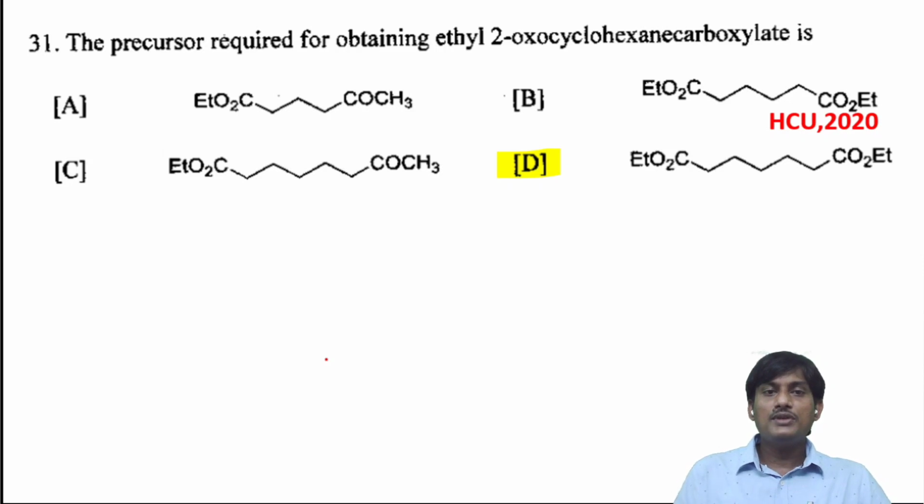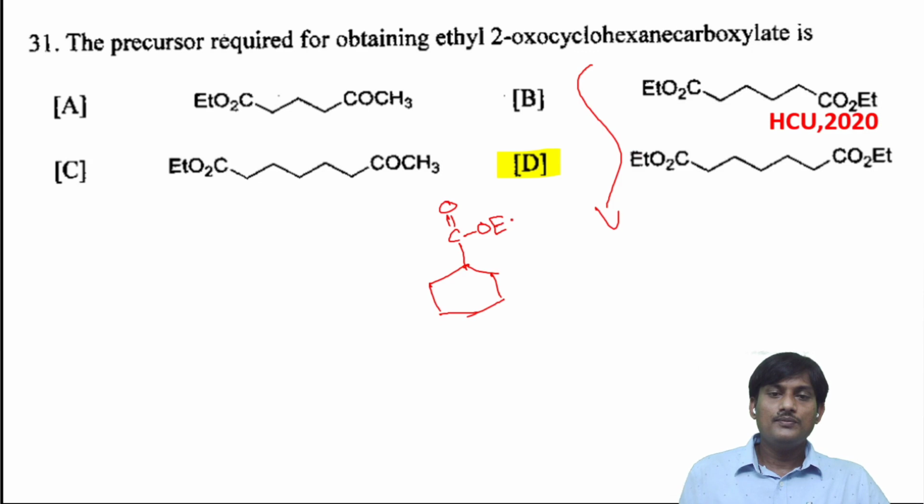The precursor required for obtaining ethyl 2-oxocyclohexane carboxylate. This is our product, 2-oxocarboxylate. Okay, this is the product we have to get, COOEt, and at the second position there is a C double bond O.